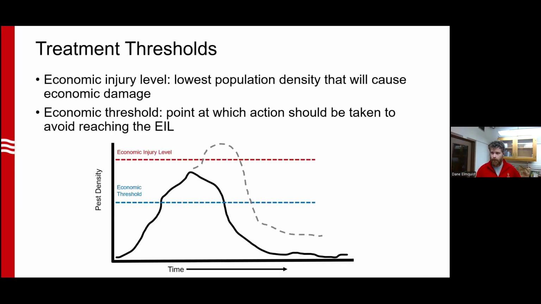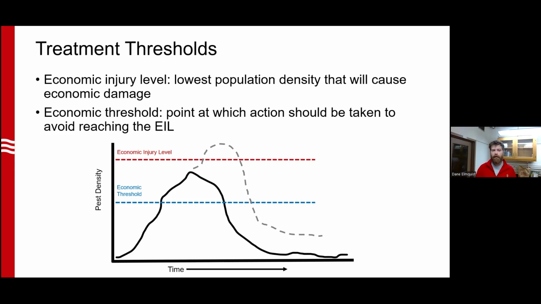Some terms that you're going to come across when thinking in an IPM way, and also looking at certain thresholds for insect pests, are economic injury level and economic threshold, especially economic threshold. For many pests, researchers have really worked out the lowest population density that is going to cause economic damage to the crop. This is what we think of as the economic injury level. The economic threshold is set below that point, below the economic injury level. This is the point at which action should be taken to avoid reaching that economic injury level. This can be something like the density of a pest or plant injury, like percent defoliation.